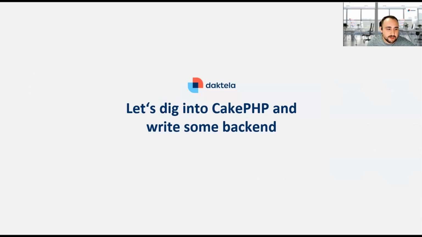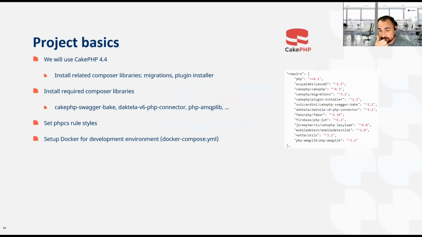Let's do the project as a whole. For the project basics, we will definitely use CakePHP 4.4. We will install all related Composer libraries, which means migrations and plugin installer. We're using migrations pretty much for all of our database. There's nothing besides this, so we're using the Phinx library for this. We also install the Composer libraries I mentioned in previous slides. So this means CakePHP Swagger Bake. We will install the Dactyla v6 PHP connector and the PHP amqplib. That's the correct name. This is the entire list of the libraries that we'll be implementing in the project so far.